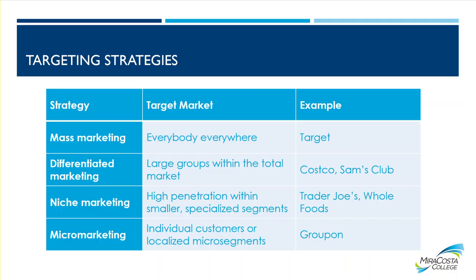So some targeting strategies. The strategy could be mass marketing, differentiated marketing, niche marketing, and micro marketing. So your target market for mass marketing is everybody and everywhere. So an example could be Target. Say your target market is large groups within the total market.